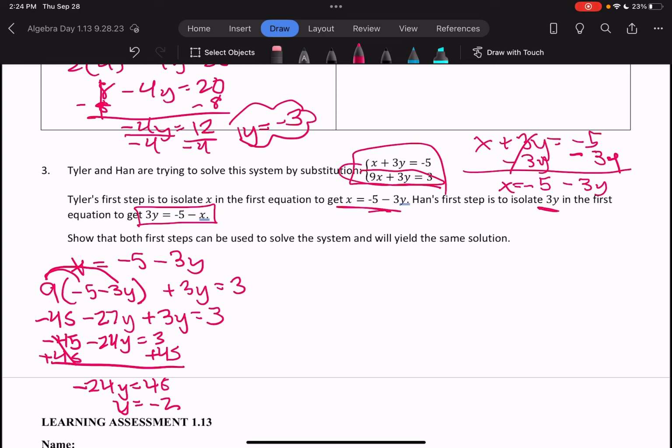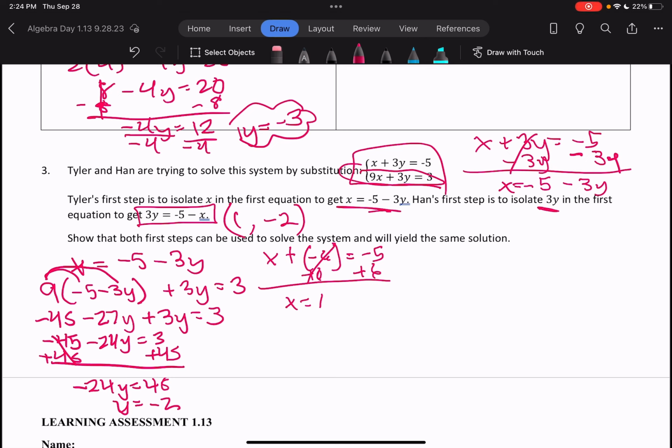If I plug that back into the other equation, I will get x plus negative 6 equals negative 5. Add 6 to both sides. We will get x equals 1. All right, so the first way that we do this, we get x equals 1 comma negative 2.